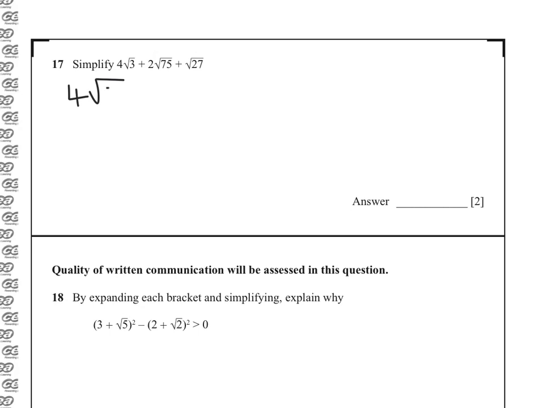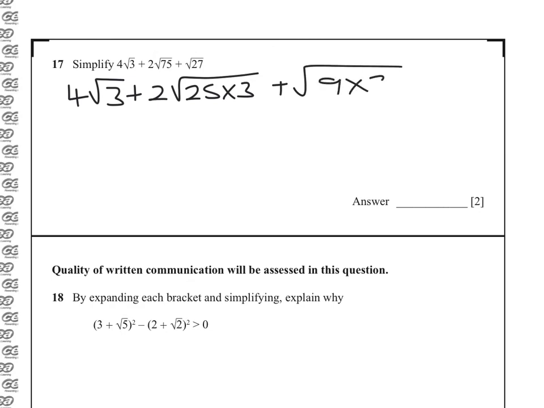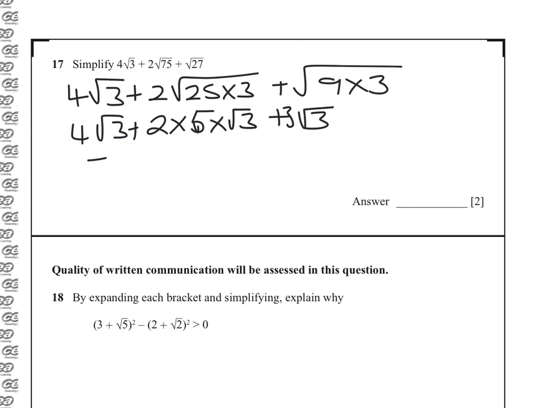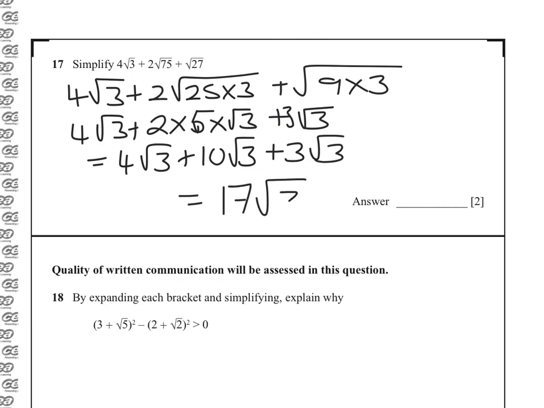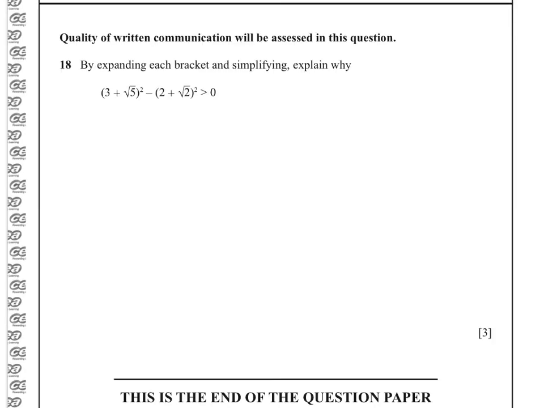4 root 3, 75 is 25 times 3, and 27 is 9 times 3. Square root of 25 is 5, and the square root of 9 is 3. Which means we have 4 root 3 plus 10 root 3, which is 14 root 3, plus 3 root 3, so altogether we have 17 root 3's.